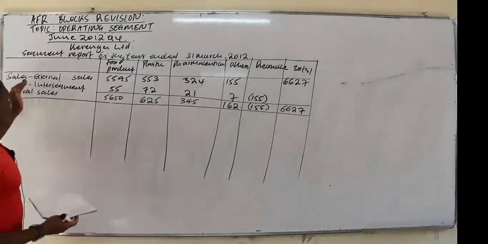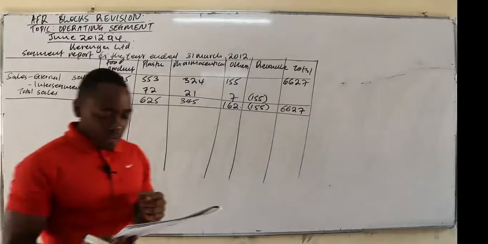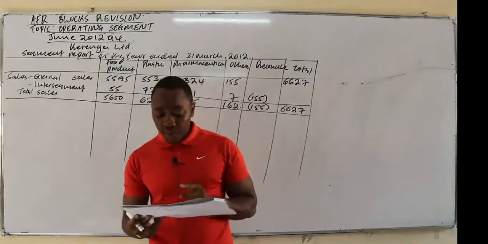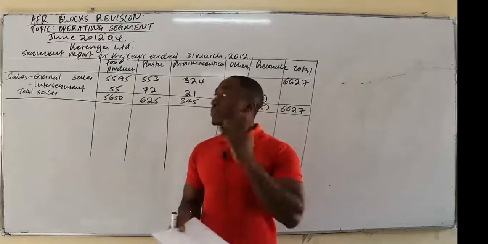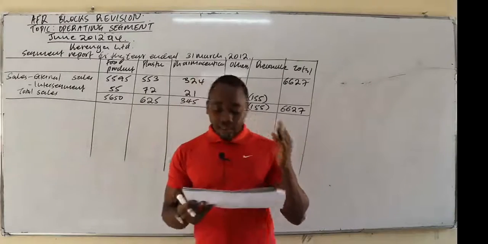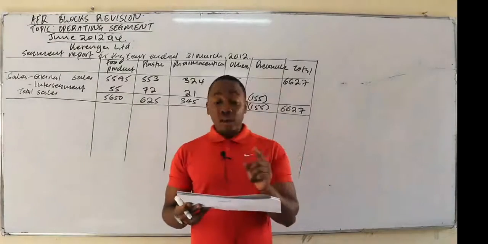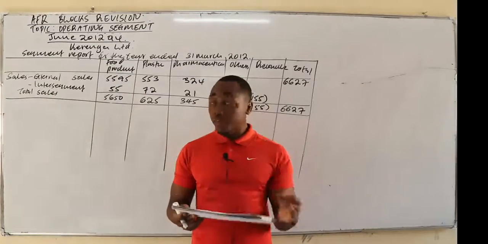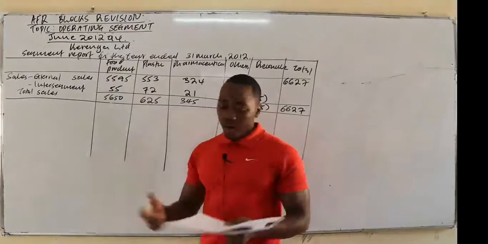Then below the sales, you need to show the profit. How much was the profit? So based on the information given, you are not provided with the profit. But number 1, when you are showing the segment report, there are some items which must be reported. One is the revenue, also the profit. Even if you're not given the profit, you have to recognize it. And how do you get the profit?